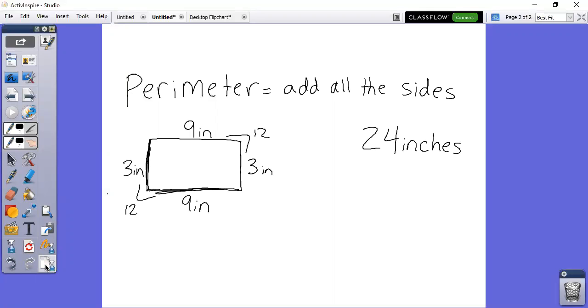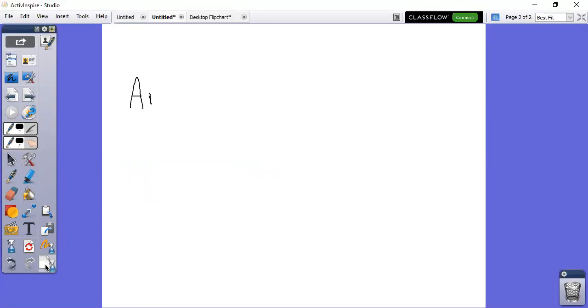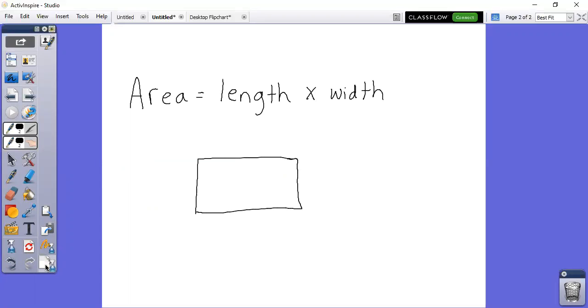And area, next one that we're going to do is area. For area, how do we find area? Area equals length times width. You're going to multiply both sides, okay? So again, if I have a rectangle, and this is 8 inches, and this is 3 inches, we're going to multiply length times width, so multiply 8 times 3. We're going to get 24 square inches. That's our answer, 24 square inches. Length times width, that's the area.